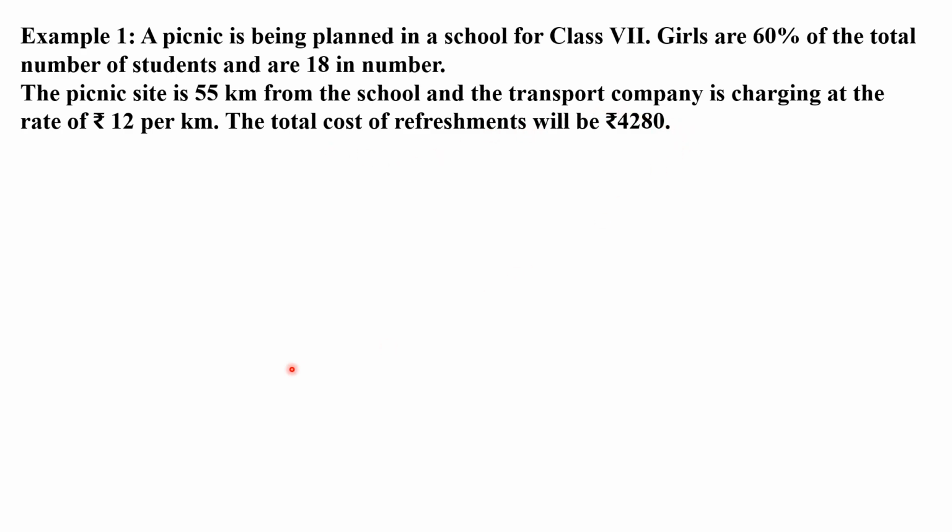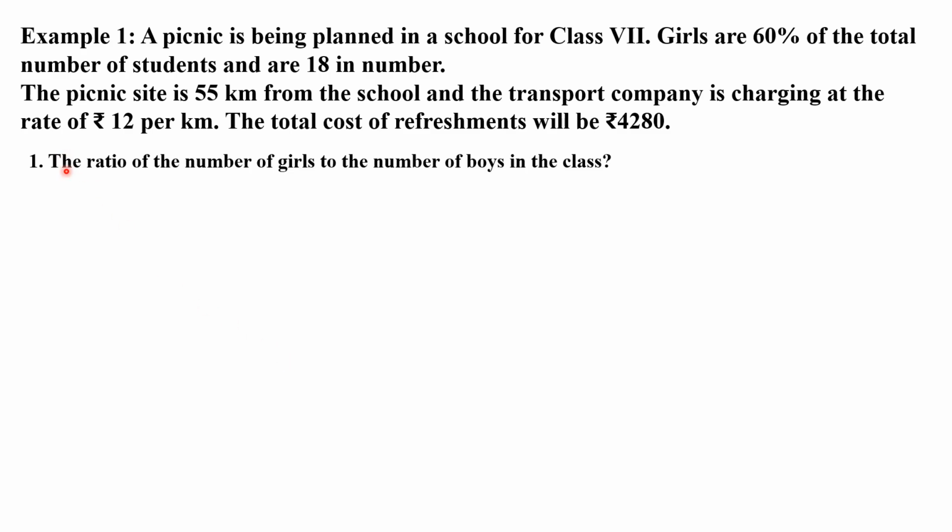4,280 rupees. Now see the question. The first question is you have to find the ratio of the number of girls to the number of boys. In the question, if you see, the number of girls is given, but the number of boys is not given.